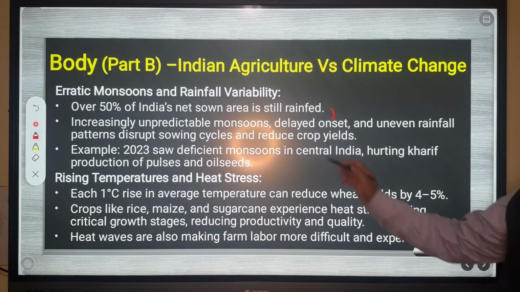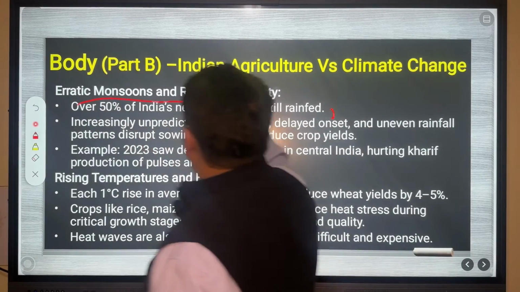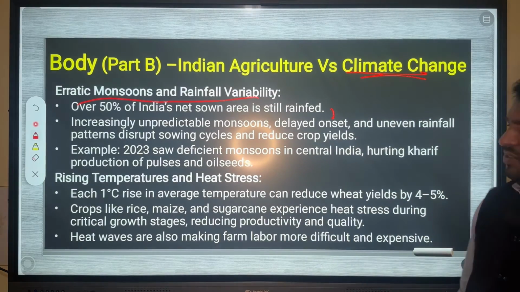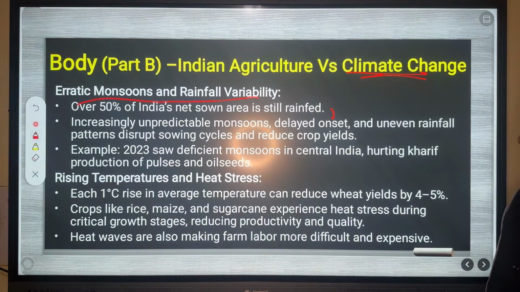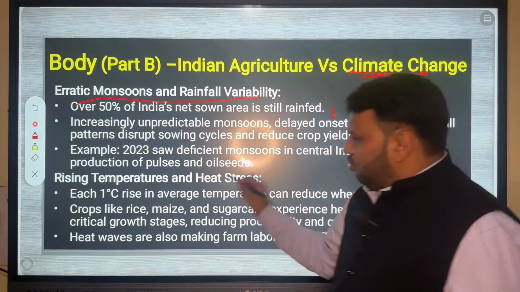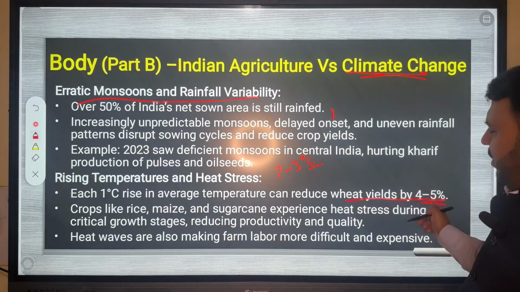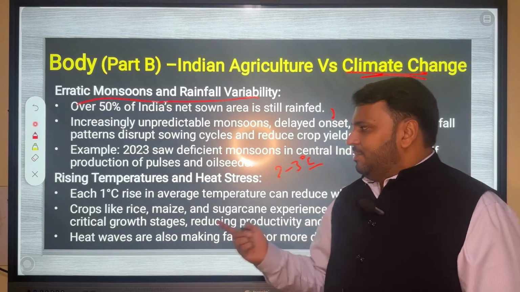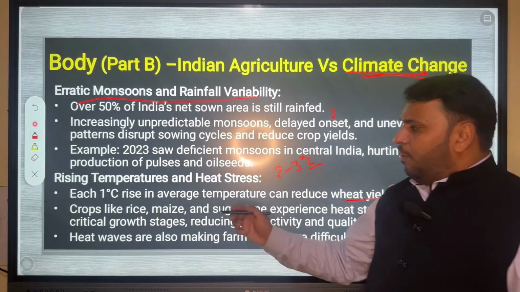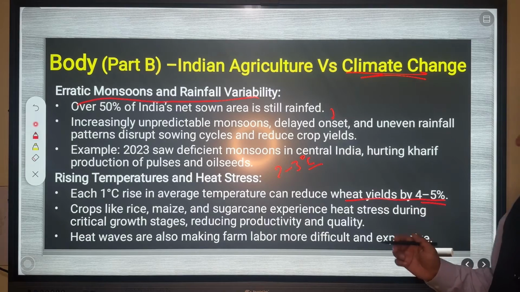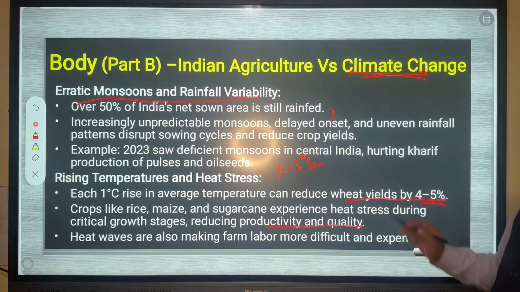That was related to erratic monsoon and rainfall, that is related to climate change. Coming to the temperatures and heat stress, each 1 degree centigrade rise in average temperature can reduce wheat yields by 4 to 5%. Imagine if there is a 2-3 degree centigrade rise, our crop yield will go down by 15-16%. That is a very big scare.